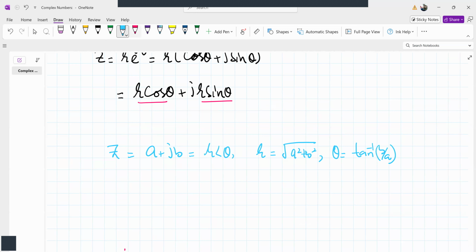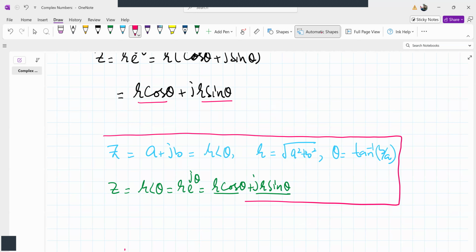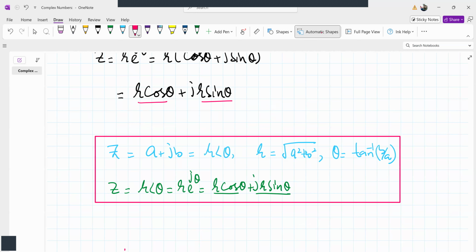Similarly, if the polar form is given, r at an angle of theta, we can write it as r e to the power of j theta, which can be written as r cosine theta plus j r sine theta. This is our rectangle form. Okay, so we can convert one form to another form from these equations. So these will help us to convert from one form to another form.